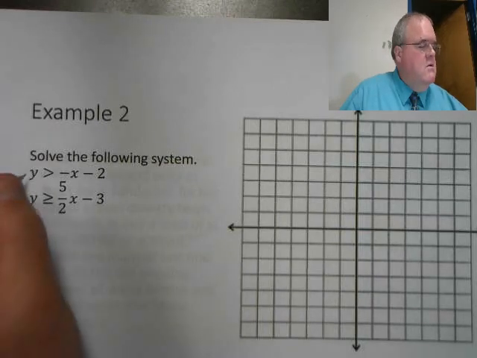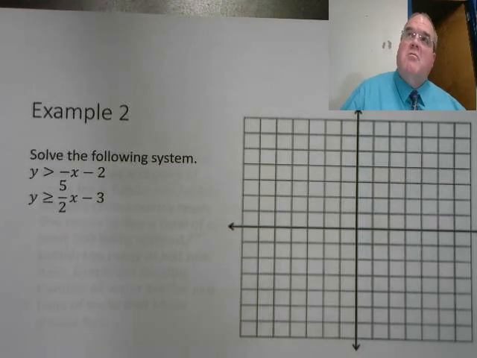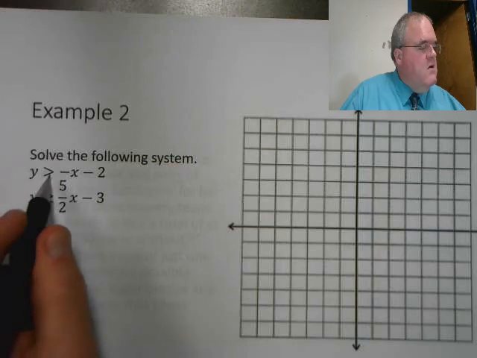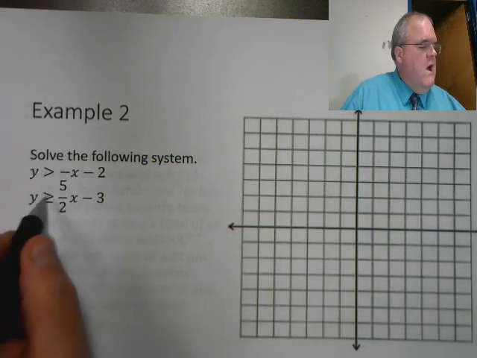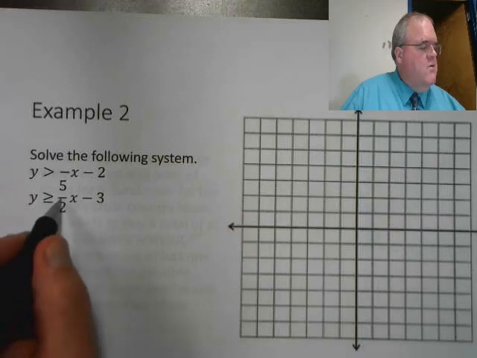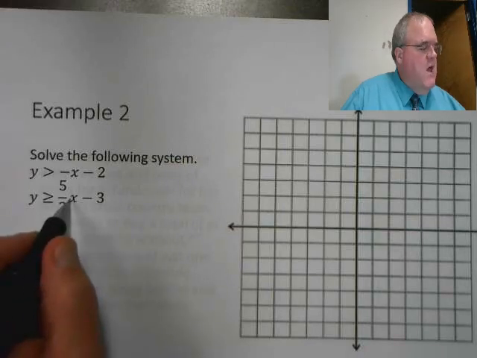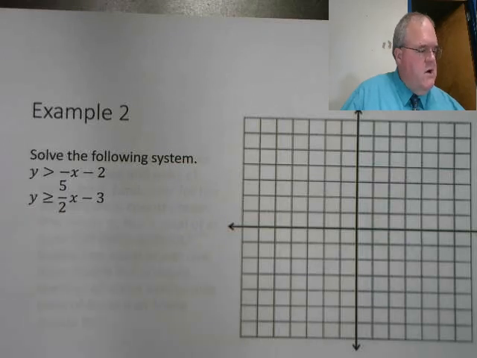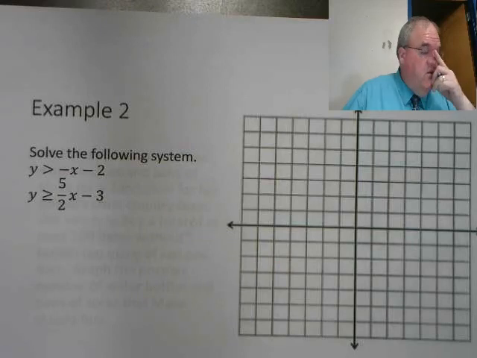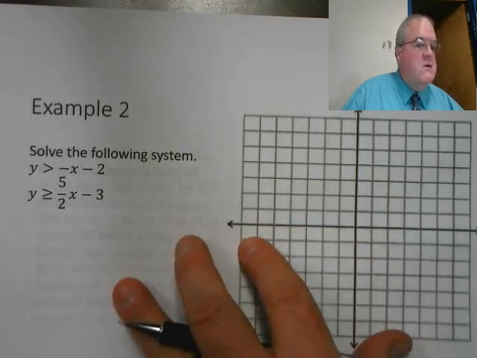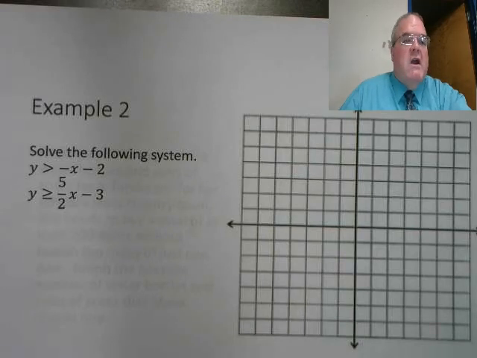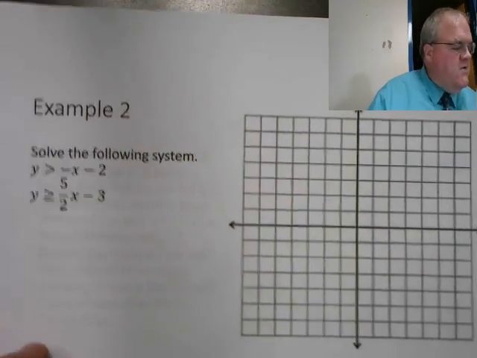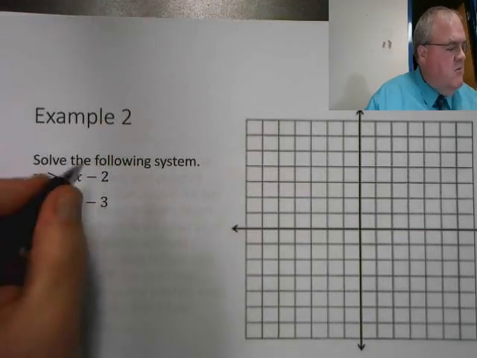Okay, now let's look at the second example. We have y greater than negative x minus 2. We have y greater than or equal to 5 halves x minus 3. So why don't you graph this, pause the video, you work this out, and then we'll come back and see if you got it right. All right, so you've had a chance to work this. Let's see how you did.